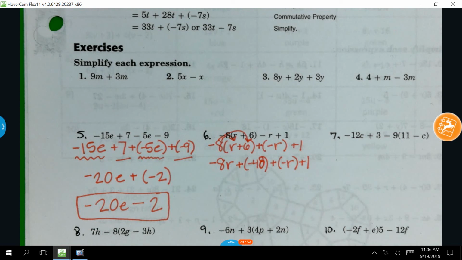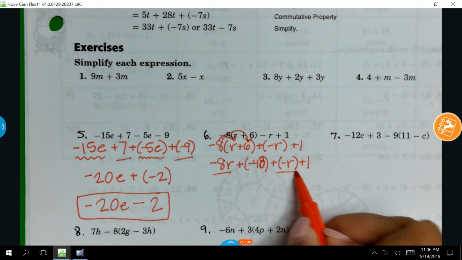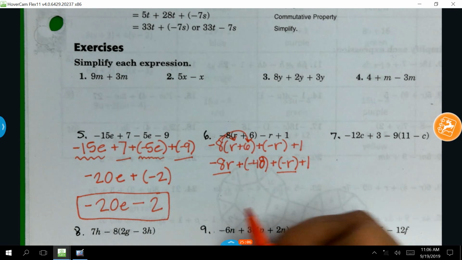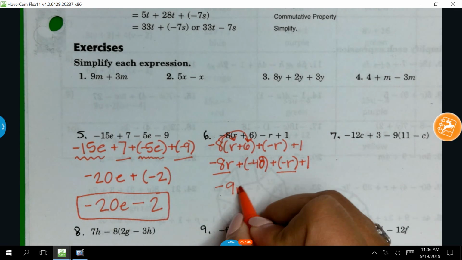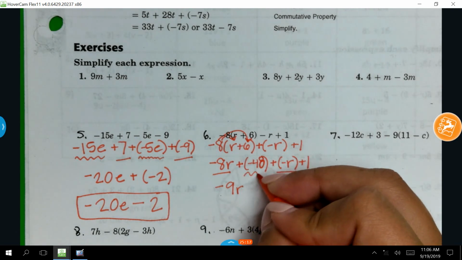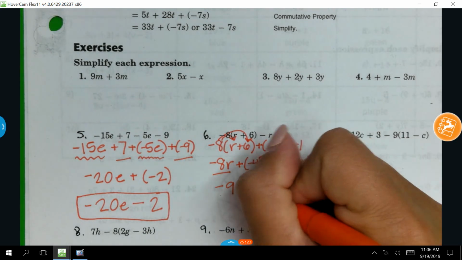Dylan. Yeah, so what are my like terms? Negative 8r and negative r. So when I add those two together, what does it give me? Negative 9r. And then what other numbers can I add together? Charlie. Yep, negative 48 and 1. So what is negative 48 plus 1? Negative 47.